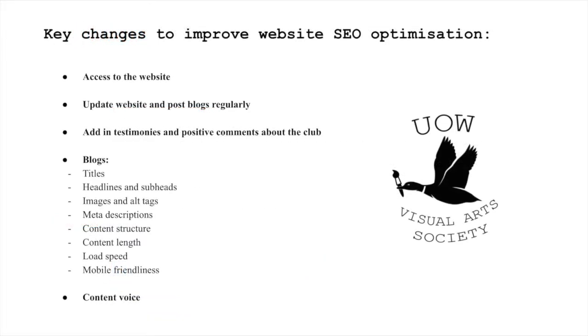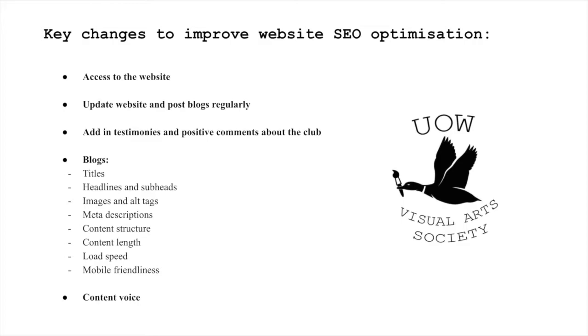The key areas to improve SEO optimization within the website are access to the website through linking it from socials and adding it to the Uni Club's page. The website acts as a base platform that displays the blogs, links to all socials and membership, and email sign up. Therefore, it is important to have it easily accessible to members.